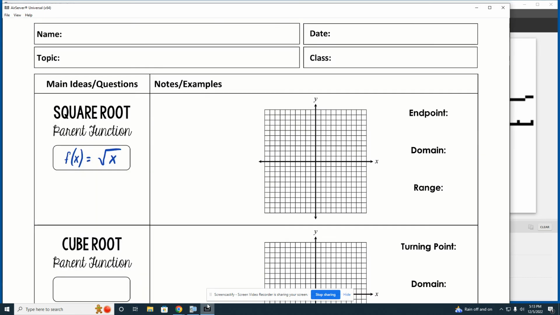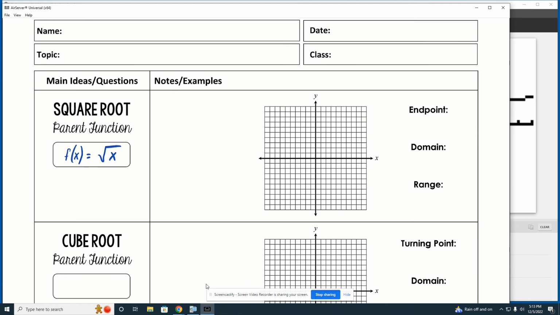So let's talk about a couple things that are important. All right, first, the endpoint. The endpoint is where the graph begins. That's 0, 0. If anything changes that, it would be considered a transformation. So the endpoint starts for our parent function right there at 0, 0.